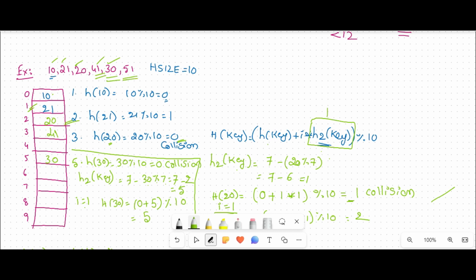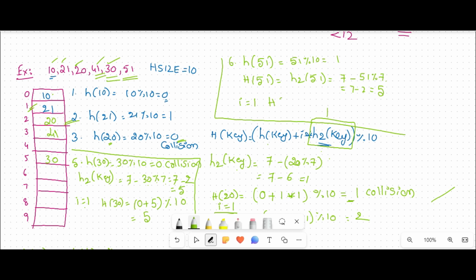Now the next one is 51. So here I am solving the sixth element. Small h of 51 equal to 51 modulus 10, which is equal to 1. Capital H of 51, we have to calculate hash 2 of 51 first. Hash 2 of 51 equal to 7 minus 51 modulus 7. 7 sevens are 49, so 7 minus 2, which is equal to 5. So put I equal to 1. Capital H of 51 equal to small h of key, that is 1, plus I, that is 1, into hash 2 of key, 5, modulus 10. 5 into 1 is 5, 5 plus 1 is 6, 6 modulus 10 is 6. So 51 is inserted in the sixth bucket.